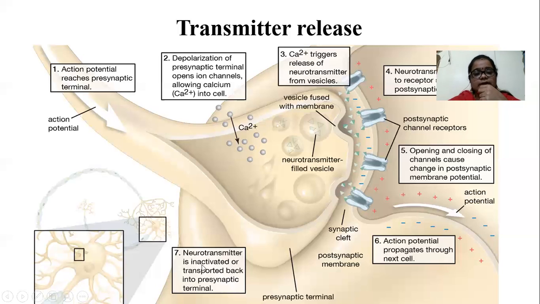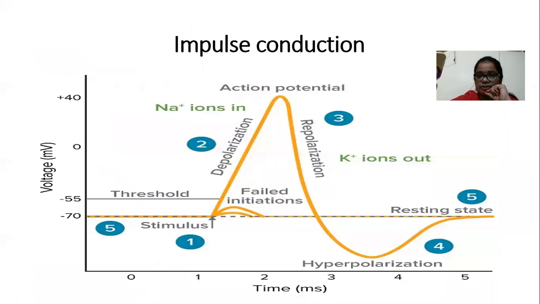After that, the neurotransmitter is inactivated or transported back into the presynaptic nerve terminal. This is the process of transmitter release. Got it? The first thing is impulse conduction, that is, how the action potential is produced.